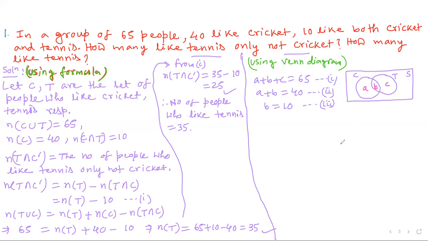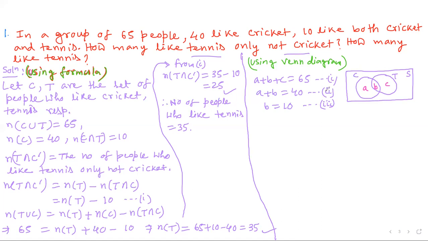Now, first we have to calculate how many like tennis only but not cricket. Tennis only but not cricket means just see the Venn diagram. From the tennis, you have to remove the cricket portion. So the only tennis portion is the C part. So you have to calculate the value of C, and that will represent tennis only but not cricket.